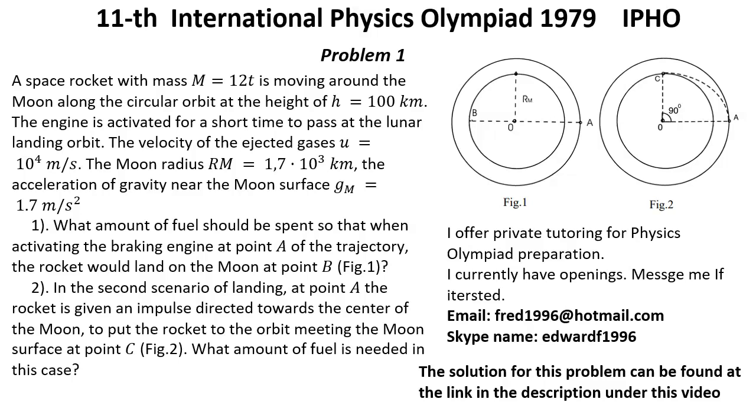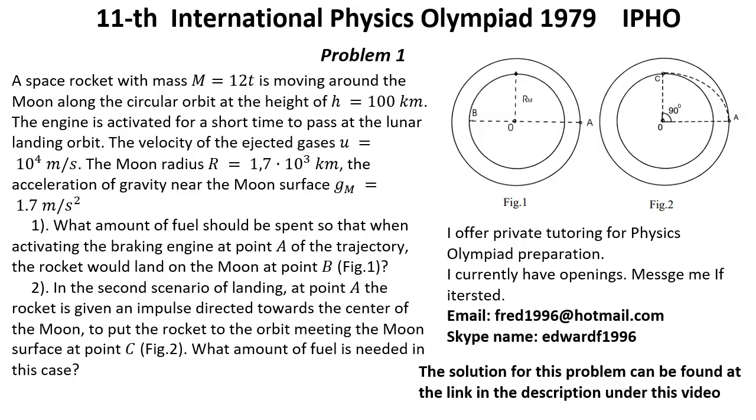The Moon radius rm equal 1.7 multiplied by 10³ kilometers. The acceleration of gravity near the Moon surface gm equal 1.7 meters per second square. First question. What amount of fuel should be spent so that when activating the braking engine at point A of the trajectory, the rocket would land on the Moon at point B, figure 1.